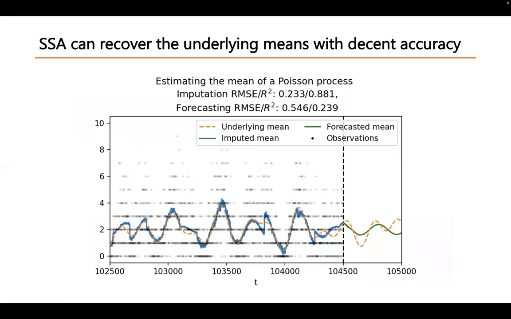Now, for the problem that we showed at the start of this talk, if you applied exactly the procedure we talked about in the previous slide, you see it works reasonably well. At least for imputation, it seems to be reasonably recovering the underlying mean, given just integer observations, mind you. And with forecasting, it's not working too great, but it's within the ballpark.